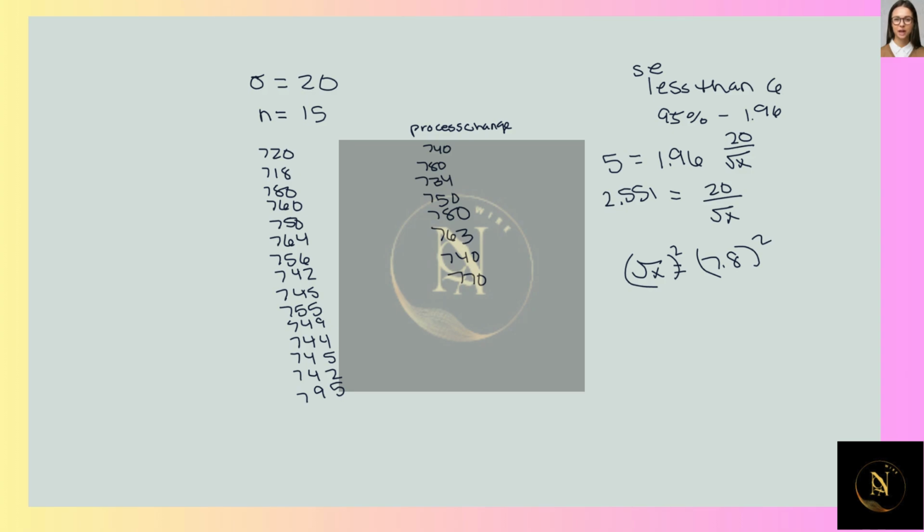And so then x equals 61.46. So x equals 62. So the sample size would have to be 62.